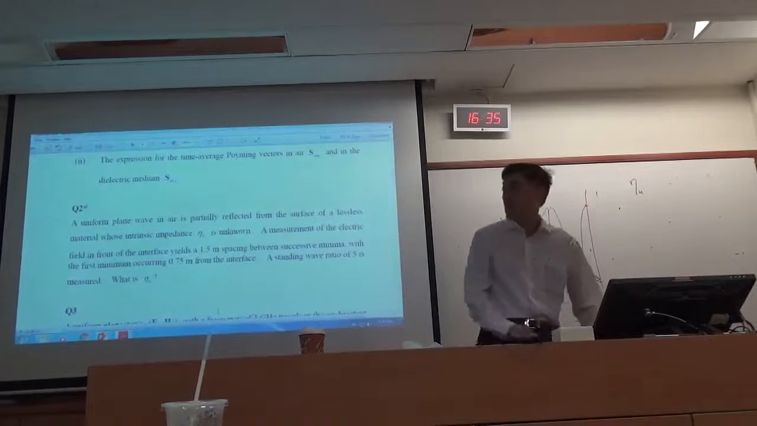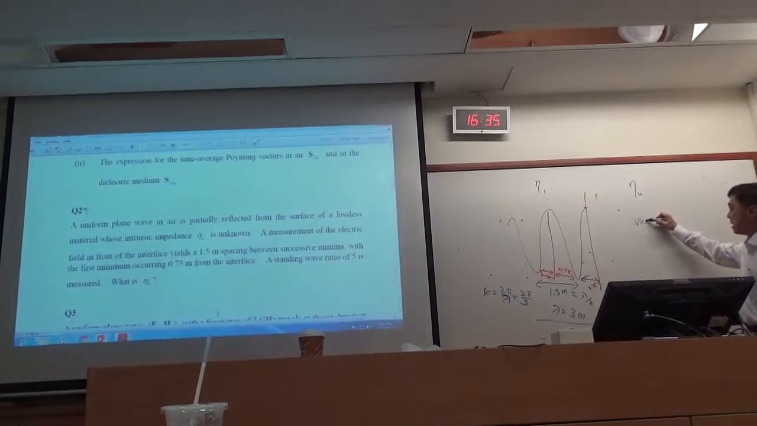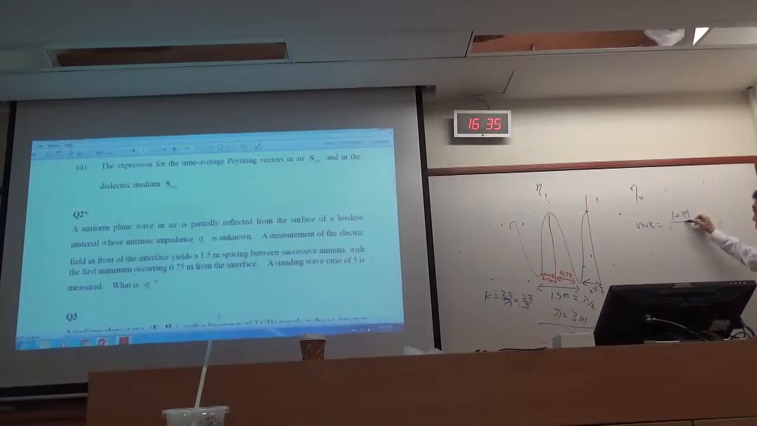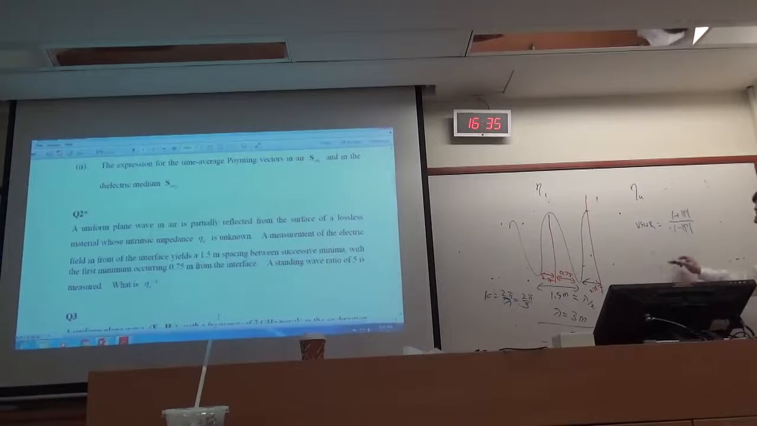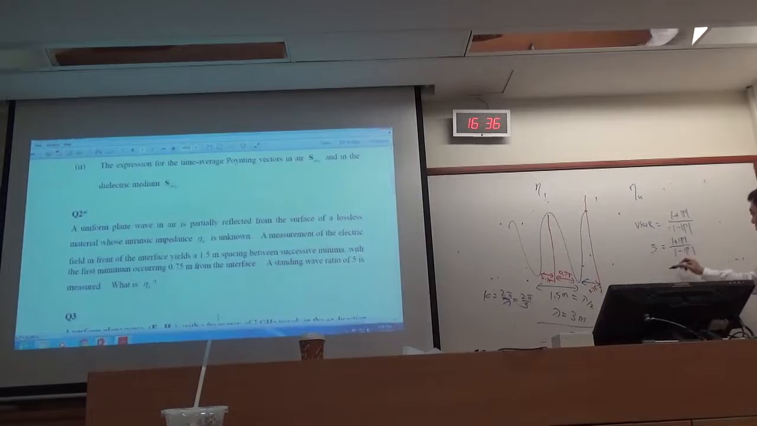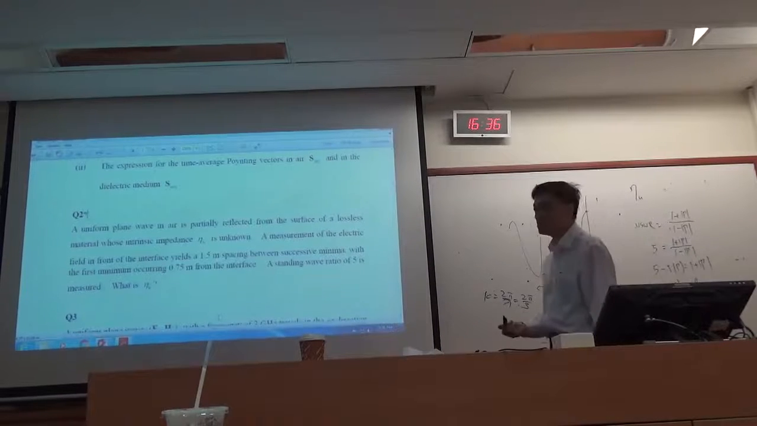Now, VSWR is equal to 5. The next thing is VSWR equal to 5. Now, VSWR is equal to 1 plus gamma over 1 minus gamma. Okay, 5 is equal to 1 plus gamma over 1 minus gamma. So 5 minus 5 gamma is equal to 1 plus gamma. So 6 gamma is equal to 4. Gamma is equal to 2 over 3.